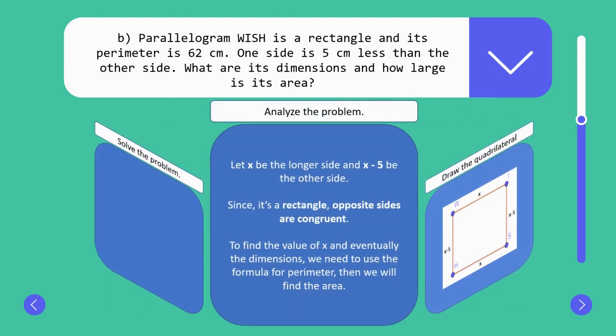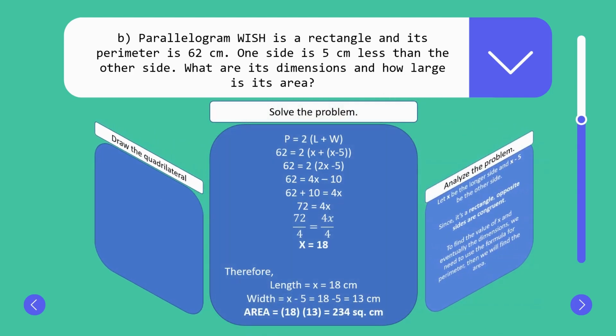Now let's analyze the problem. Earlier in our illustration, we let x be the longer side and x minus 5 be the other side. Since it's a rectangle, opposite sides are congruent. So to find the value of x and eventually the dimensions, we need to use the formula for perimeter of a rectangle, then we will find its area. The formula for perimeter is P equals 2 times quantity L plus W or 2L plus 2W. The values of the perimeter, length and width are given, so let's just substitute them in the formula.